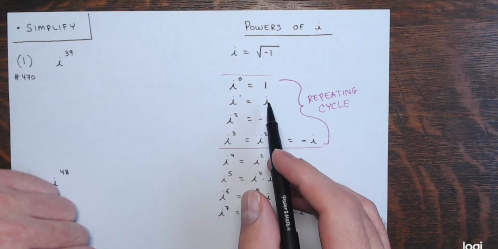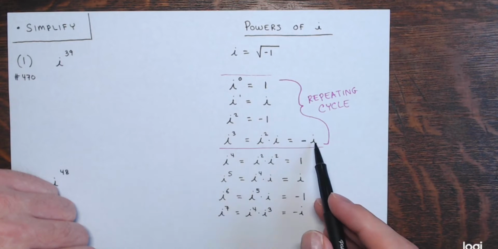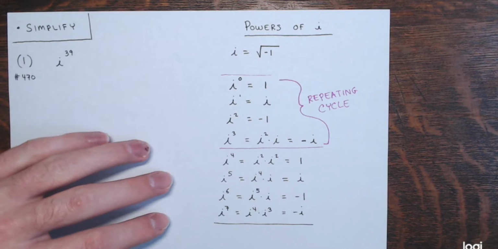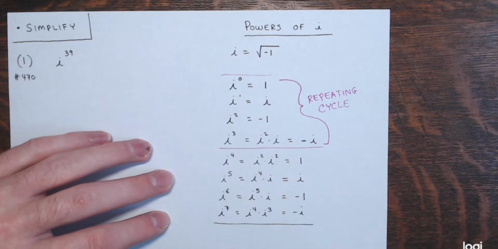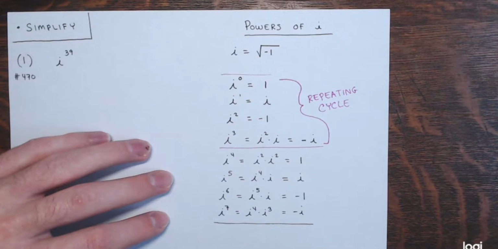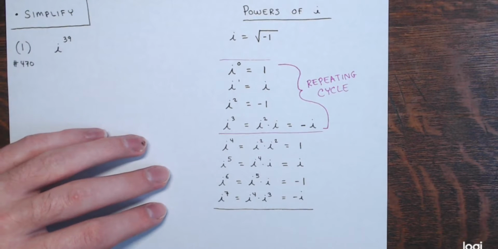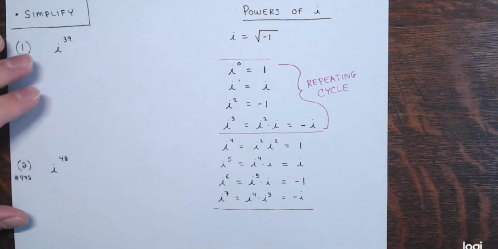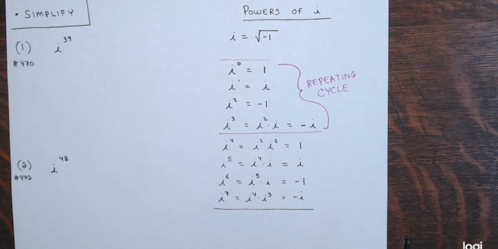1, i, negative 1, negative i, right? So then from i to the 8th until i to the 11th, it'll be the same values. Alright, so yeah, you just keep adding 4 to the exponent and you'll get the same result. Alright, so I'll put up a bunch of powers of i that are all the same on this next page, knowing this cycle.